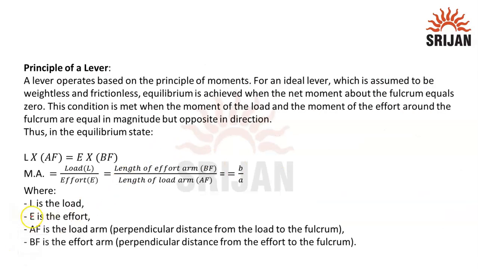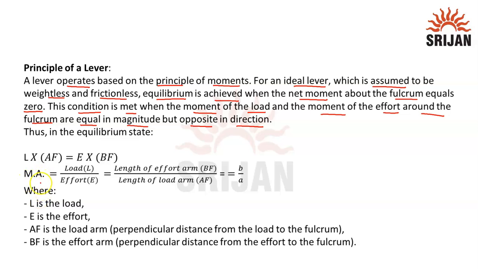Next is the principle of lever. A lever operates based on the principle of moments. For an ideal lever, which is assumed to be weightless and frictionless, equilibrium is achieved when the net moment about the fulcrum equals 0. This condition is met when the moment of the load and the moment of effort around the fulcrum are equal in magnitude but opposite in direction. So, in equilibrium state, what we can say is that load into load arm, which is the AF, and effort into effort arm, which is BF, are equal. The product of them is equal.